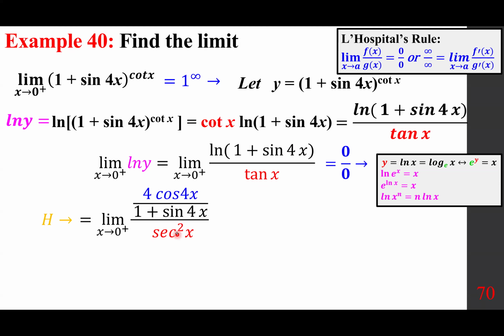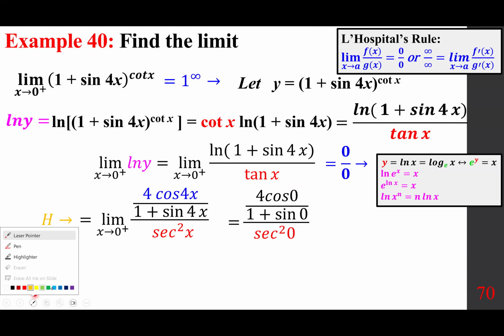And you can change it to a simple fraction. It's a complex fraction. We just plug it in. If you plug in 0, cosine of 0 is 1. Let's see. Sine of 0 is 0.